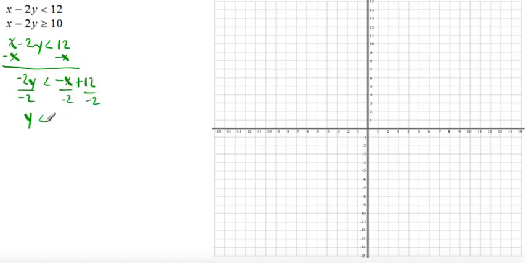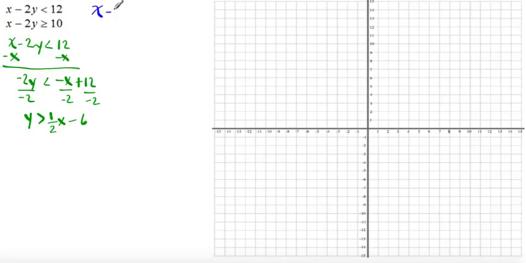Since I divided by a negative, my inequality symbol switches, so this becomes greater than. Y is greater than negative x divided by negative 2 is positive 1/2 x, minus 12 divided by negative 2 is negative 6. So then I have to do the same thing for the second inequality.